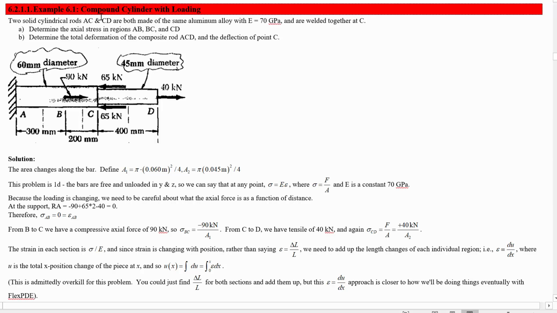So suppose we have a compound cylinder with loading. So you have a cylindrical rod here with a 90 kilonewton force to the right, and we're going to pretend this is uniformly distributed over the cross-section.